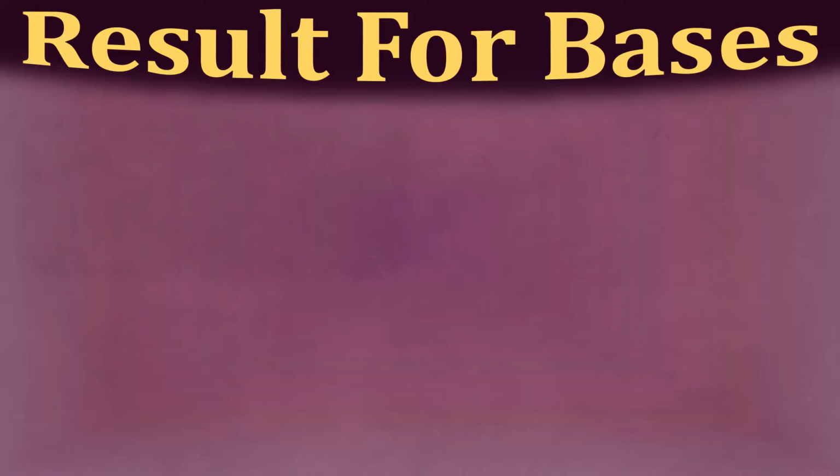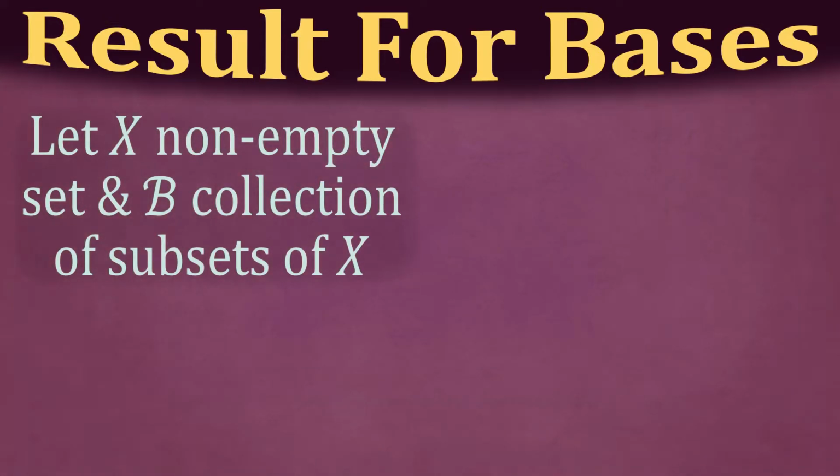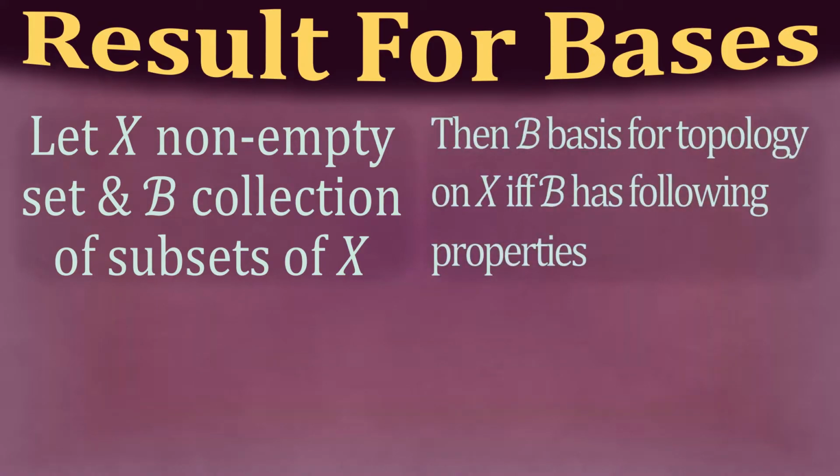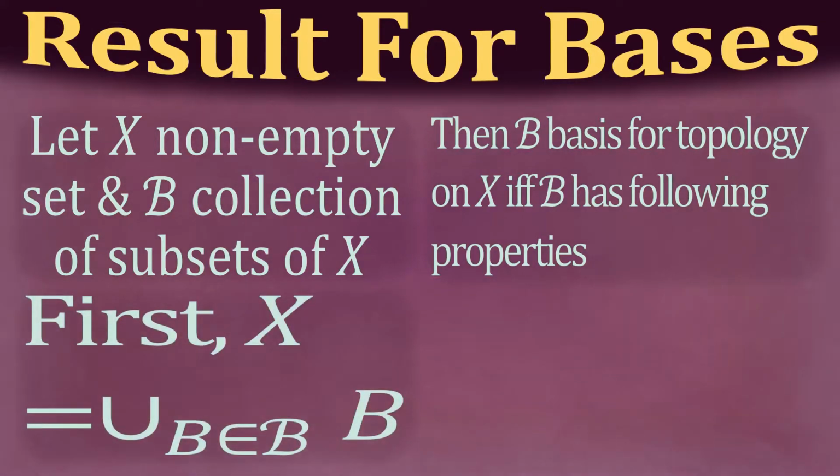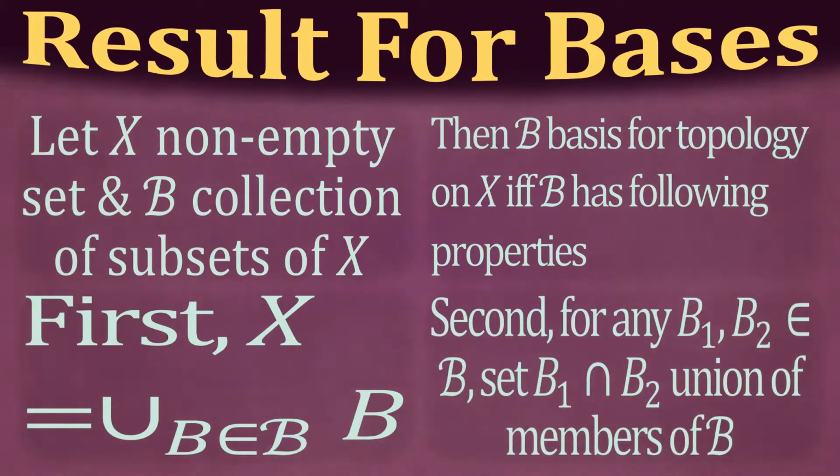Let X be a non-empty set and let B be a collection of subsets of X. Then B is a basis for a topology on X if and only if B has the following properties. First, X is equal to the union over all B in B of B. Second, for any B1 and B2 in B, the set B1 intersect B2 is a union of members of B.